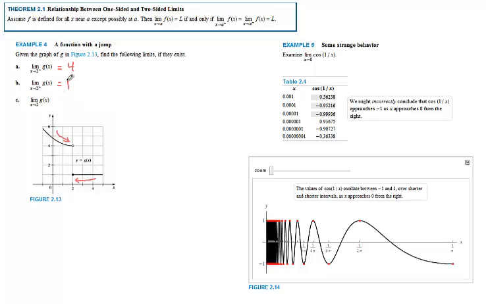The limit itself does not exist because the left-hand limit does not equal the right-hand limit. So I will write because the limit as x goes to 2 from the left of g of x does not equal the limit as x goes to 2 from the right of g of x.